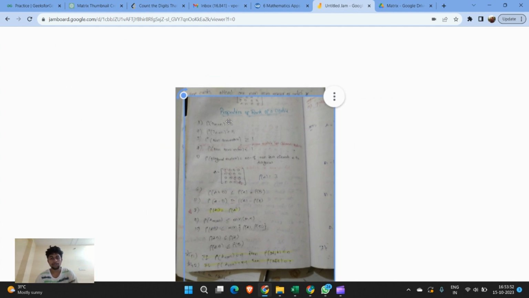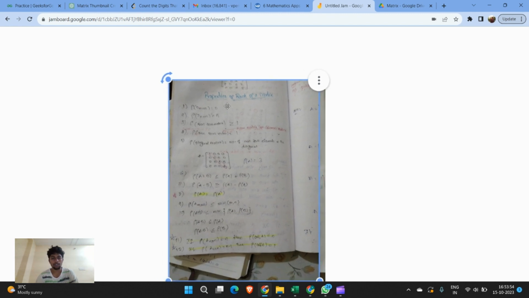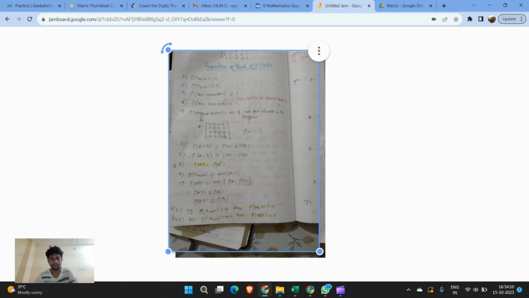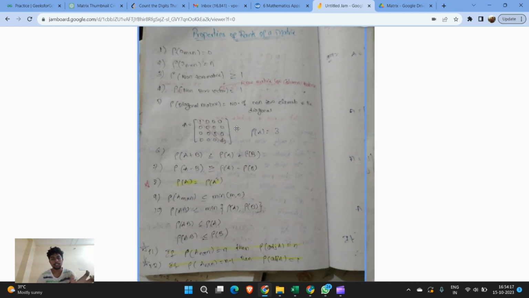I already told you, the rank of a zero matrix is 0 only. The rank of an identity matrix is going to be n, whatever that order might be. The rank of a non-zero matrix, if at least one of the elements is non-zero, is greater than or equal to 1. If they give a diagonal matrix, where only the diagonal elements are there and the rest of the elements are zeros, then the rank is the number of non-zero elements in the diagonal.